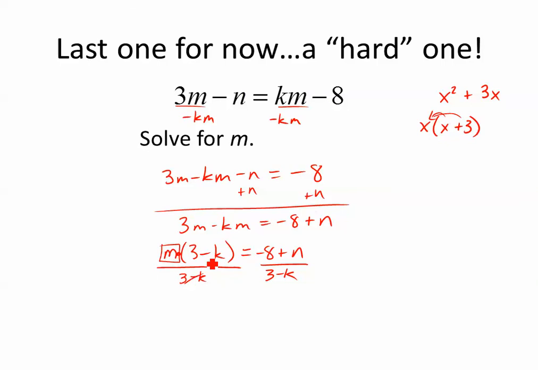There you go. These will cancel out because they're little packets, right? And then you've got m equals negative 8 plus n. That is definitely not an n. 8 plus n over 3 minus k. And there you go. That is the final answer.